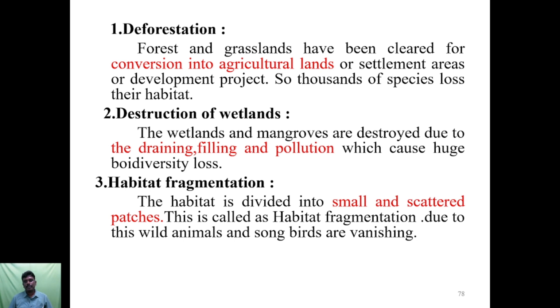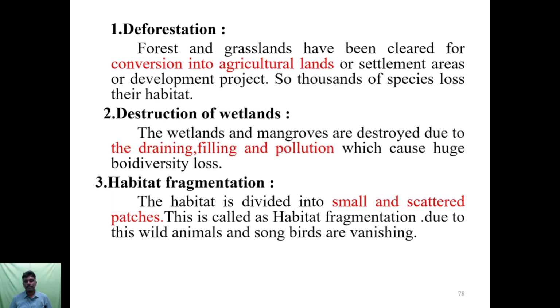So without destroying the forest, our government will do all the things. Because of that deforestation, thousands of species lost their habitat. Second one is destruction of wetlands. The wetlands and mangroves are destroyed due to draining, filling and pollution, which cause huge biodiversity loss.